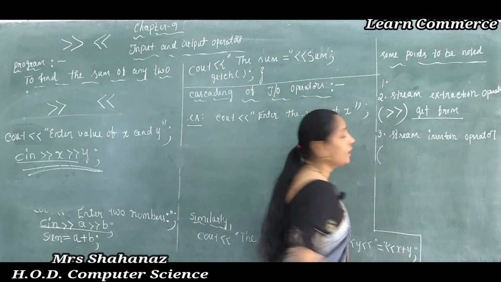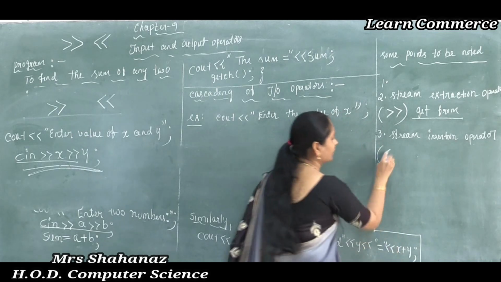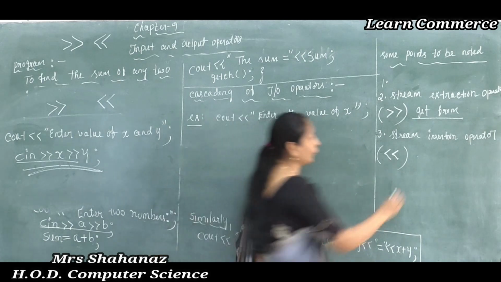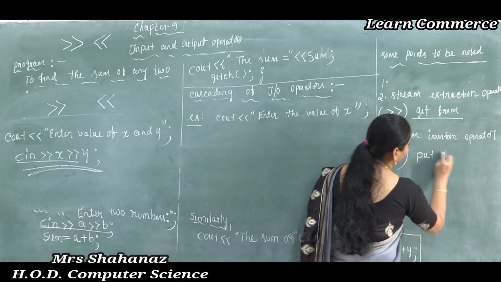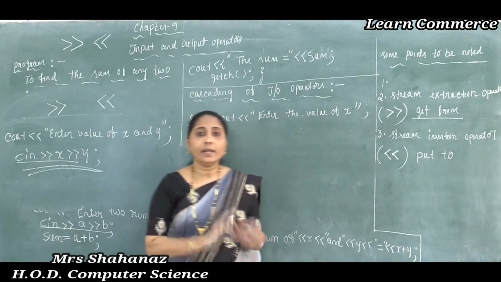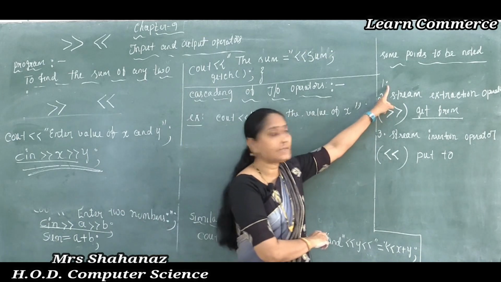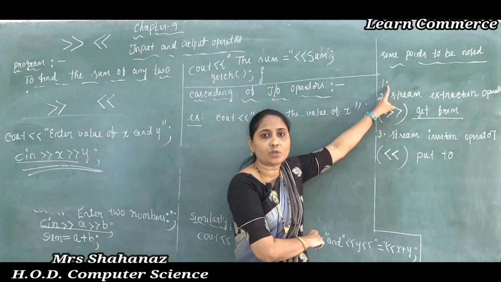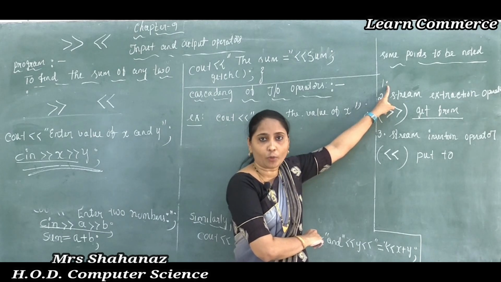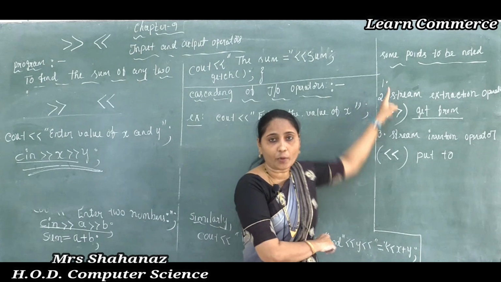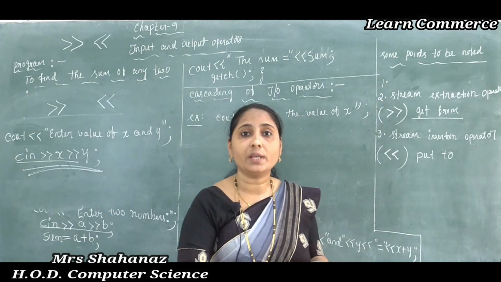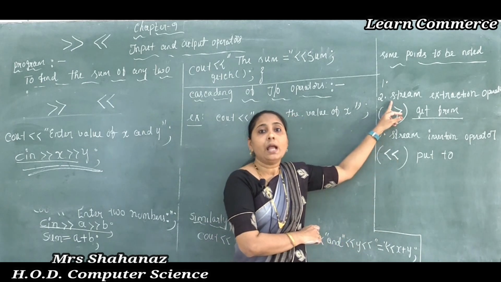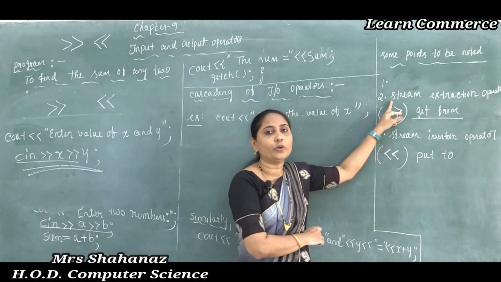And we know that such sign we need to write as the double less than sign, meaning put to. Now, the first point I said is about the cascading of input and output operators. The multiple uses of the stream extraction and stream insertion operators is called the cascading of input and output operators.